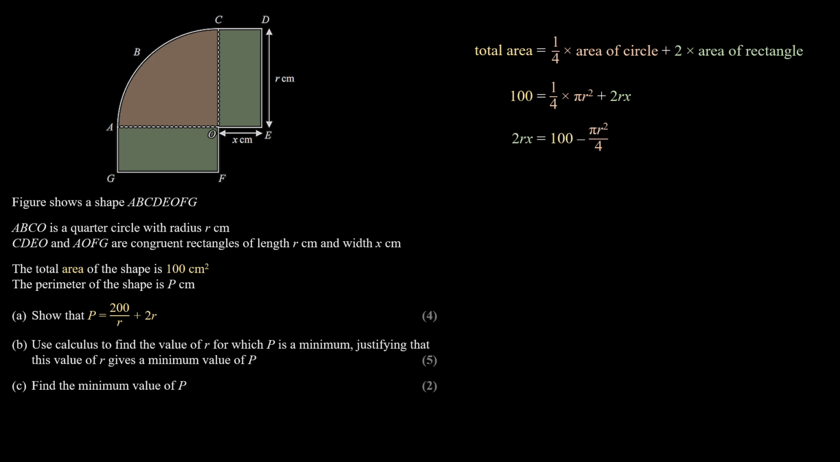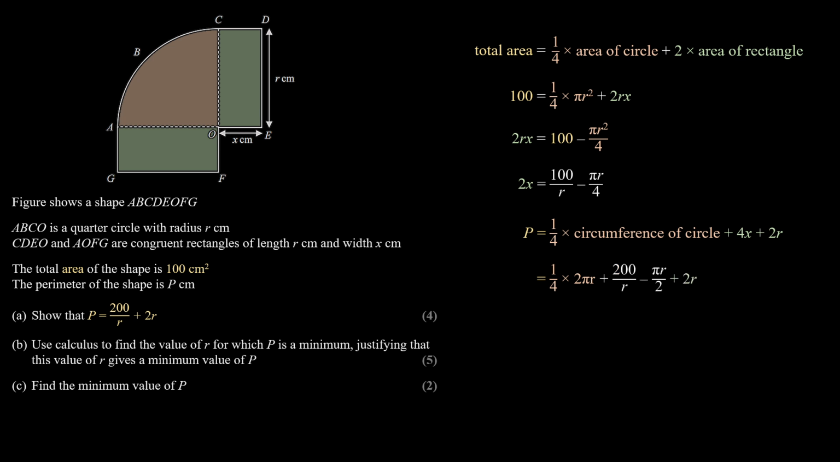Rearranging the equation, we get 2x equals 100 over r minus pi r over 4. The perimeter includes the arc length of the quarter circle, 4 shorter sides, and 2 longer sides of the rectangles. The arc length is 1/4 times 2 pi r. Since 2x equals 100 over r minus pi r over 4, 4x equals 200 over r minus pi r over 2. Simplifying this expression, we find that p equals 200 over r plus 2r.